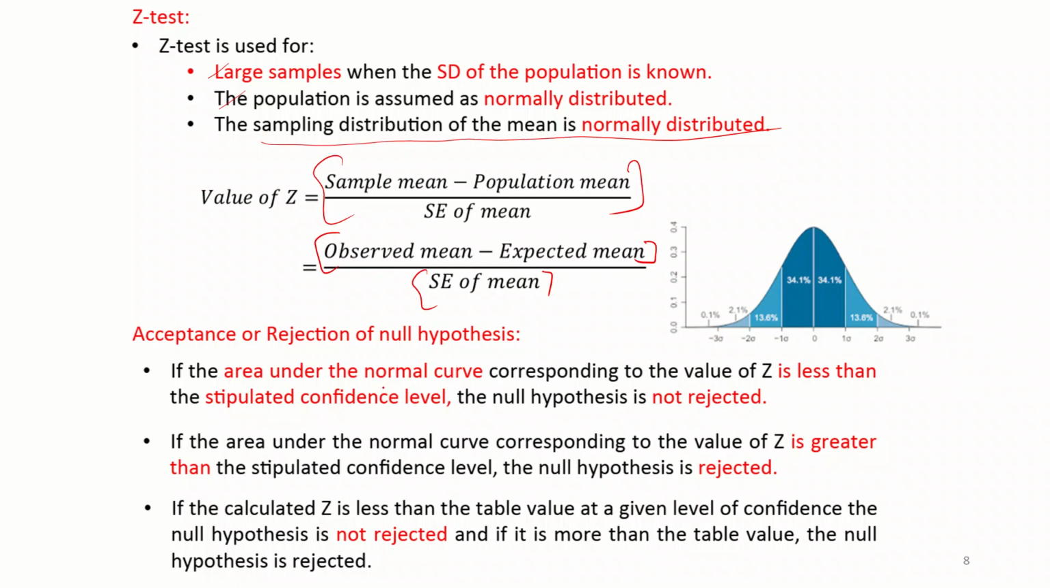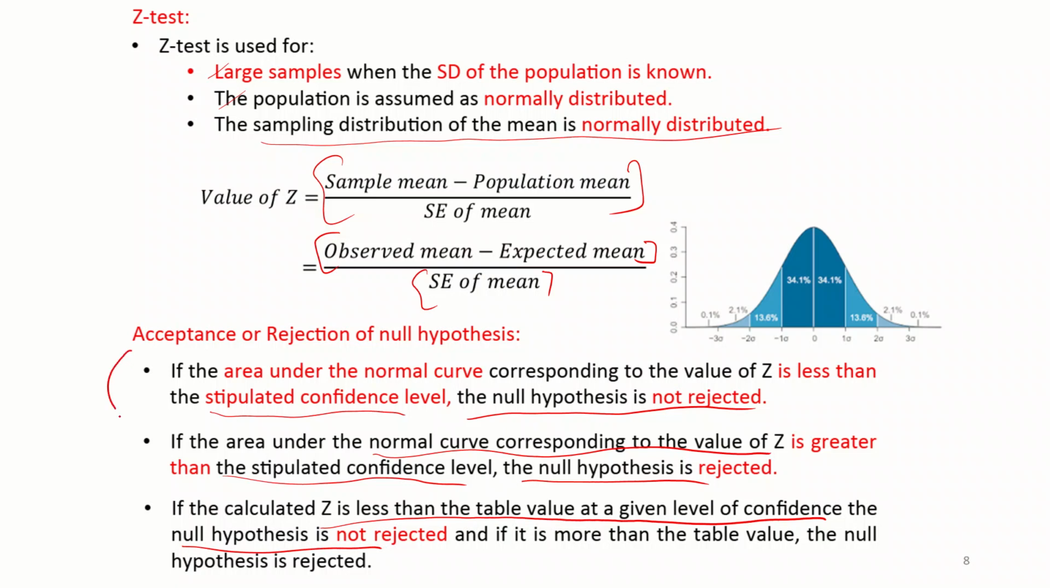If the area under the normal curve corresponding to the value of z is less than the stipulated confidence value, then the null hypothesis is not rejected. And if the area under the normal curve corresponding to the value of z is greater than the stipulated confidence value, the null hypothesis is rejected. If the calculated z is less than the table value at the given level of confidence, the null hypothesis is not rejected, and it is vice versa. So it's kind of a simpler version of this statement.